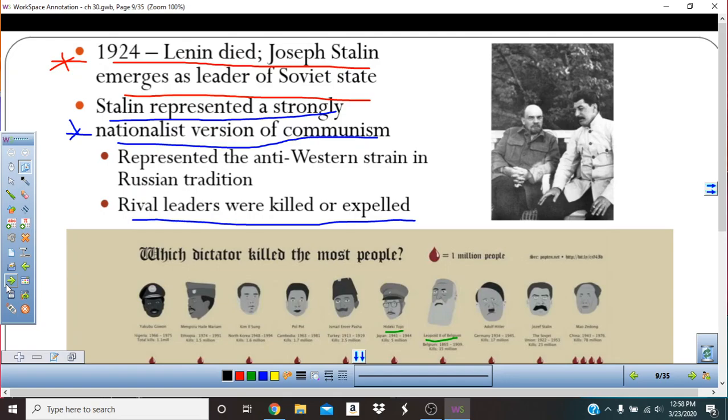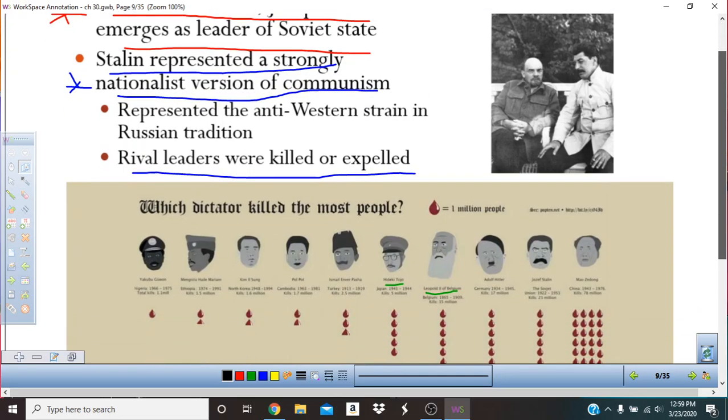Lenin will die in 1924, and Joseph Stalin, very important guy right over here. Joseph Stalin, here he is meeting with Lenin. What a friendship. And Stalin will take over. This guy is going to be extreme, and have a very nationalistic version of communism.